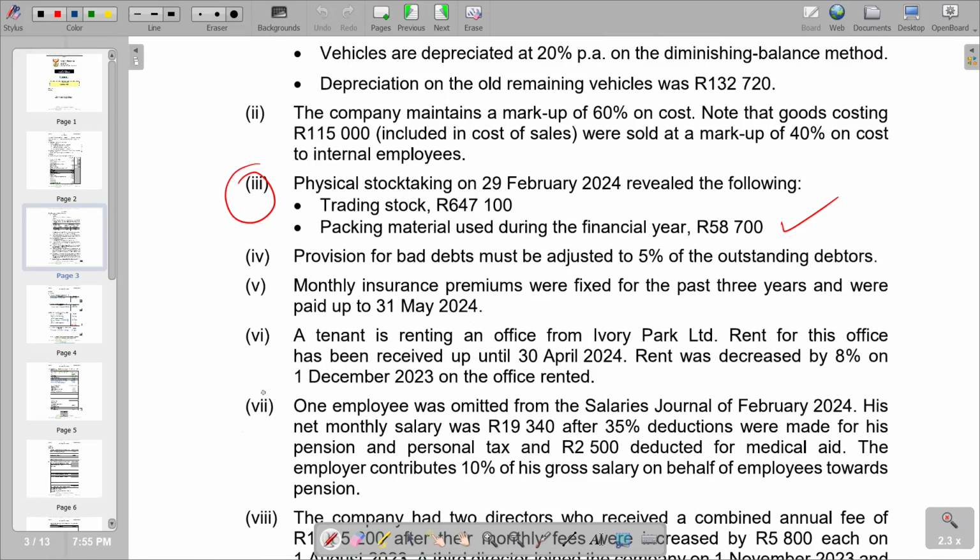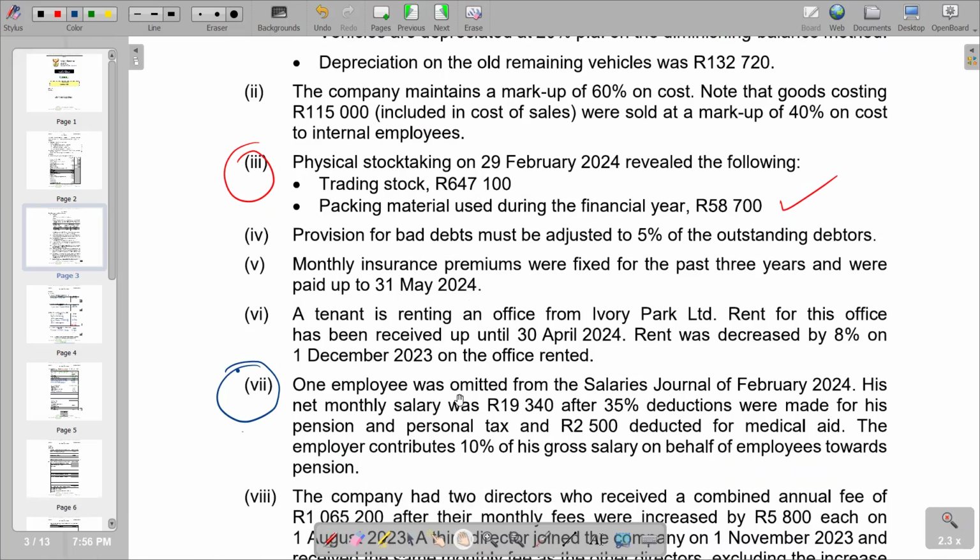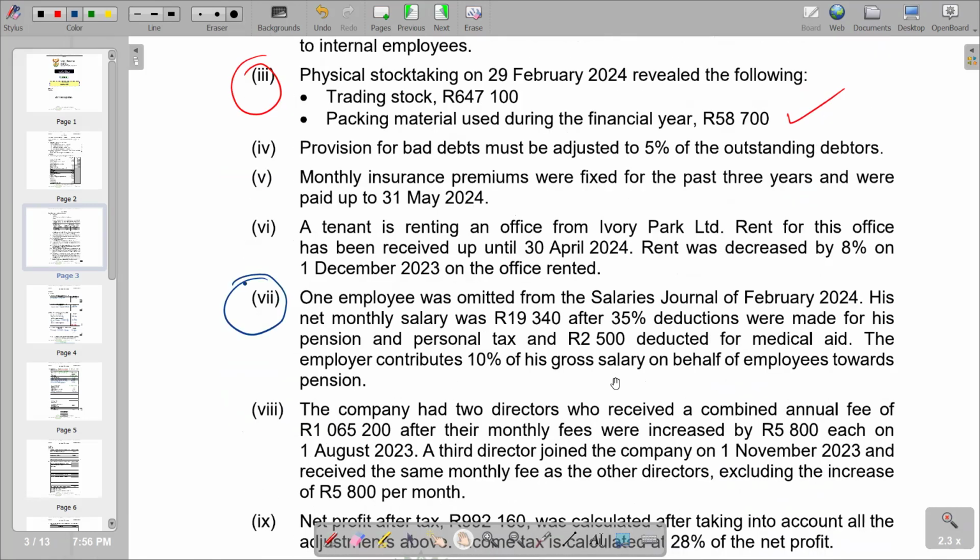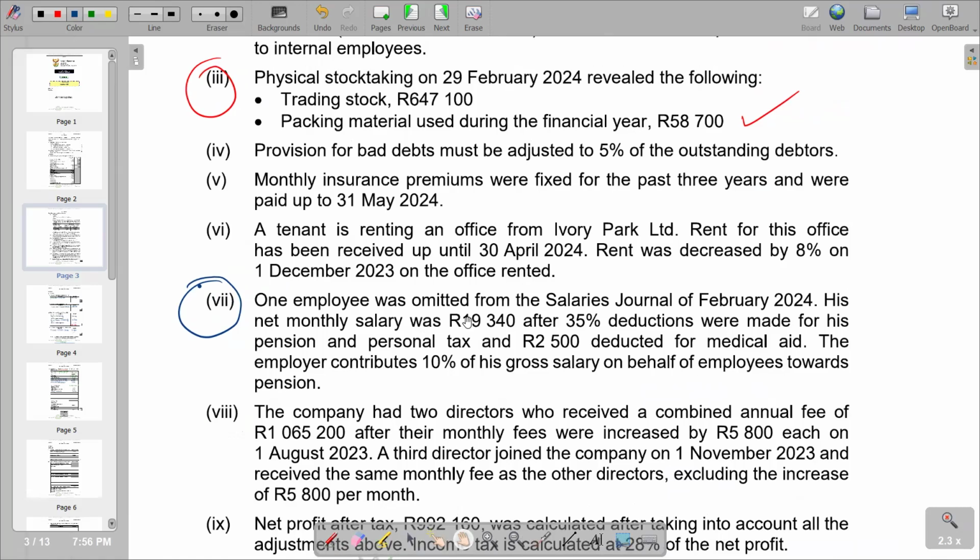additional information number 7. One employee was omitted from the salaries journal of February 2024. His net monthly salary was 19,340 after 35% deductions were made for his pension and personal tax, and 2,500 is deducted for medical aid. So the employer contributes 10% of his gross salary on behalf of employees towards pension. So you'd see that we are given that the net monthly salary after deductions is 19,340.